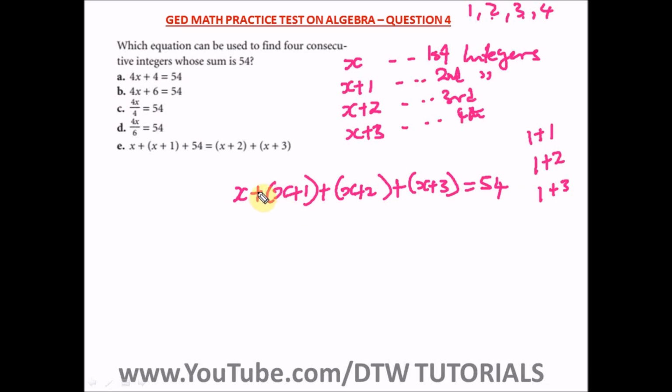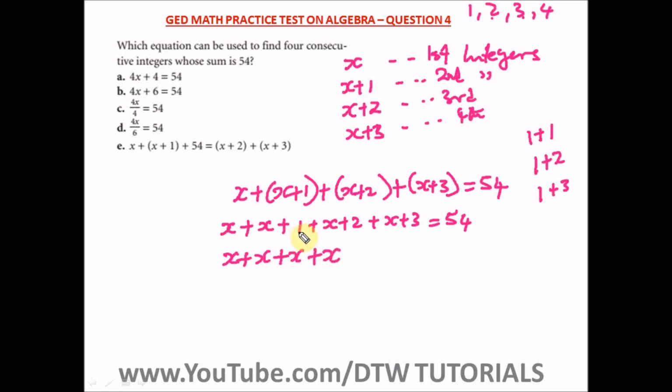Here we can simply open brackets easily, since the sign in front of it is positive. If it was a negative, the negative sign would affect the signs inside the bracket. Since everything here is positive, we can just open. So we have x plus x plus 1 plus x plus 2 plus x plus 3 equal to 54. Let us group all the x's: x plus x, another x here, and another x here.